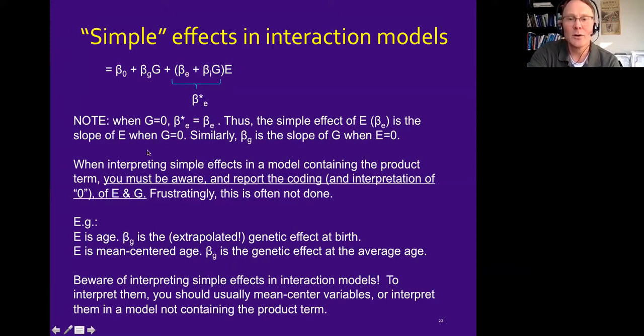So a lot of times people will recommend that you center your G and E variables before creating the product term, and then include the centered variables and the product term in the regression equation. And then these two effects are interpreted as the genetic effect at the mean environment and the environmental effect at the mean genetic level.